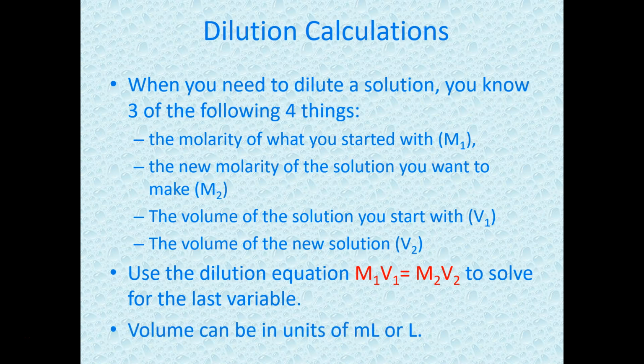It's just like basic algebra where you solve for one unknown variable. Volume in this can be in units of milliliters or liters. You just have to have the same on both sides. So if you're given both volumes in milliliters, great. Both volumes in liters, great. But if you're given one in milliliters and one in liters, you're going to have to convert one of them. But you can use either otherwise.